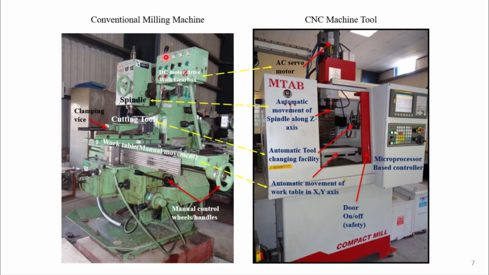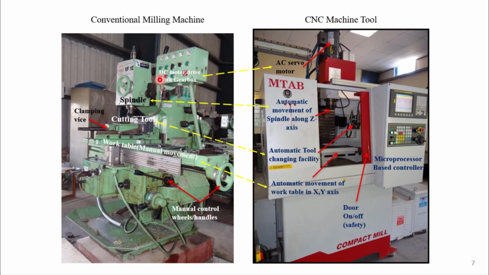Now let us take a simple example of the conventional milling machine and how the computers are helping to improve its performance. On your screen you can see a conventional milling machine. So it is having a spindle and there is a table. On the table the clamping vise is there, and in the clamping vise we are holding the workpiece. This is the spindle, this is a vertical milling machine, and on the spindle we are having the cutting tool. So this is the DC motor drive with gearbox.